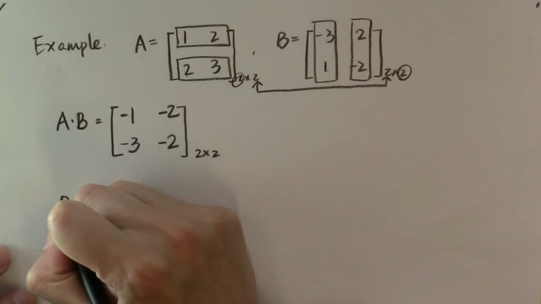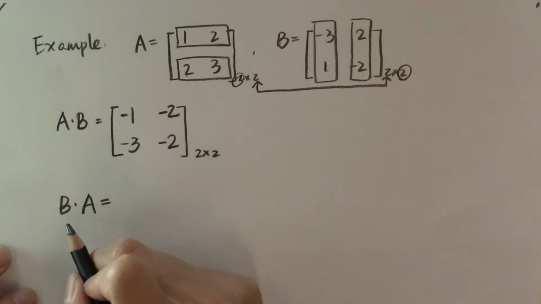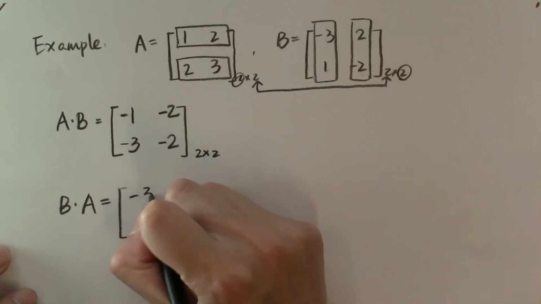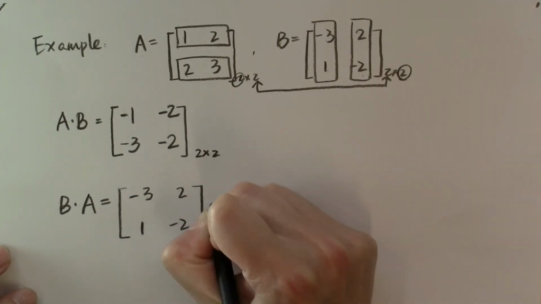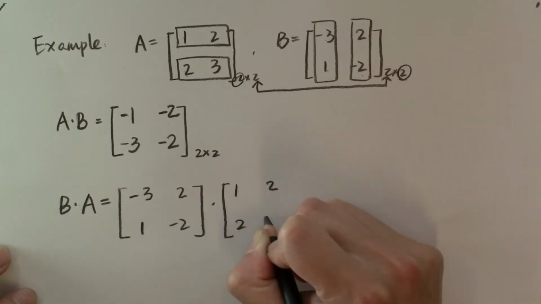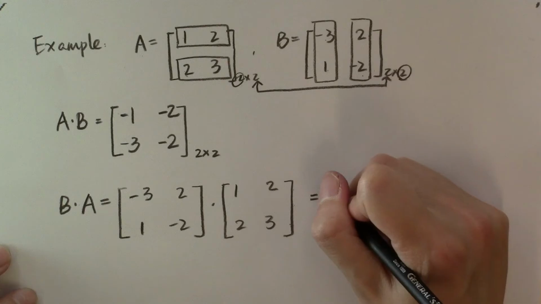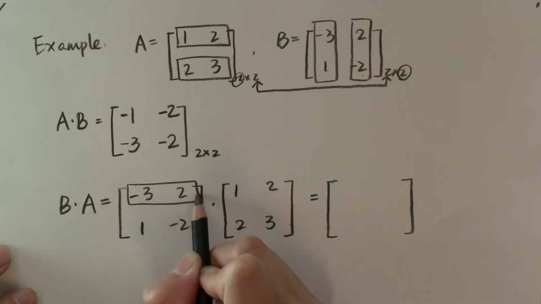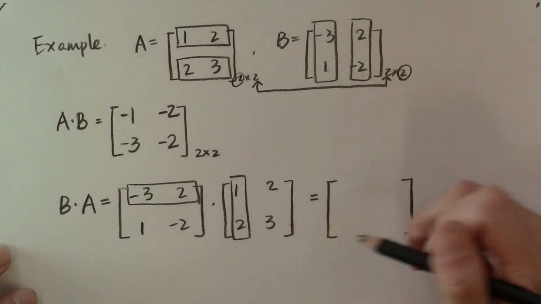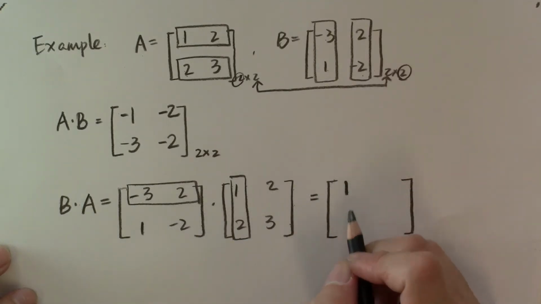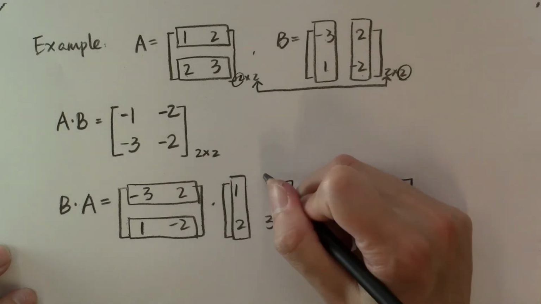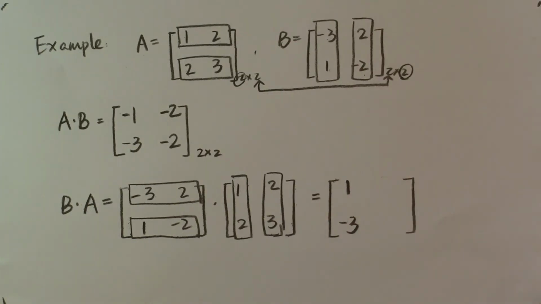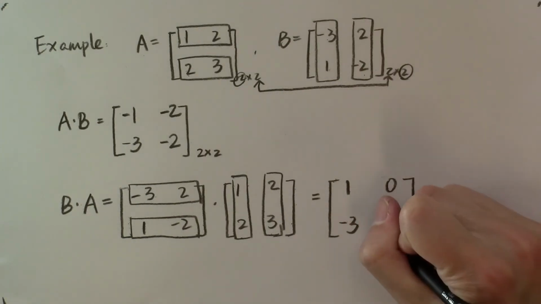You can calculate with the same definition that matrix B multiplying matrix A is going to be -3, 1, 2, -2 multiplying matrix A, 1, 2, 2, 3. And its first column is going to be, the first element is this first row multiplying this first column, which is 1, and the second element is the second row of B multiplying the first column of A, and it's -3. Similarly, you can find the second column to be 0 and -4.